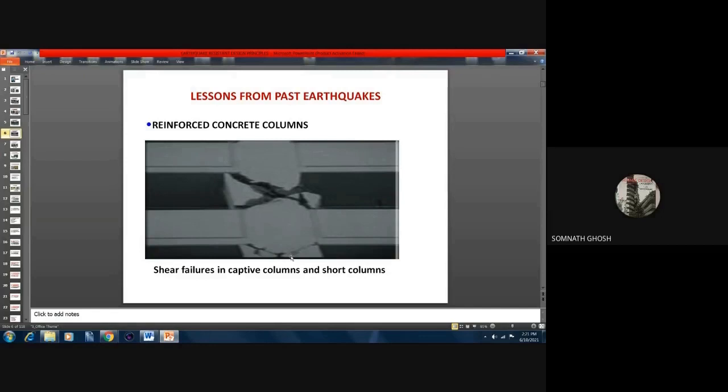And if the stiffness is very high, then what will happen? That high stiffness zone will attract more forces. Naturally, when more forces will be transferred in that high stiffness zone, and if the high stiffness zone is not designed for that force or moment, then it will collapse.